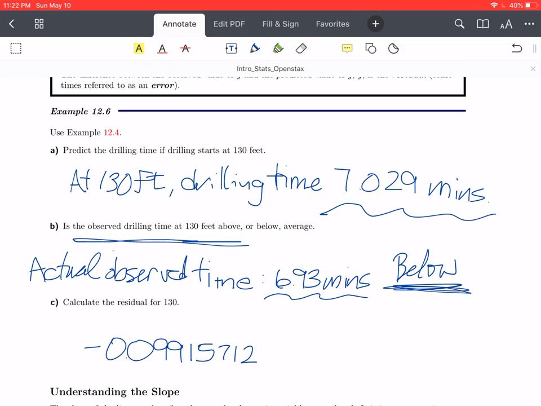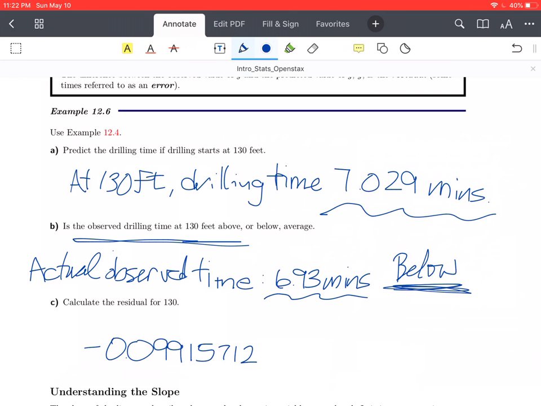So what does the residual tell us about our data point? Well, the negative tells us that it was below the line, and 0.099, so 0.10, so about a tenth of a unit below the line, so not very far off, which is good.